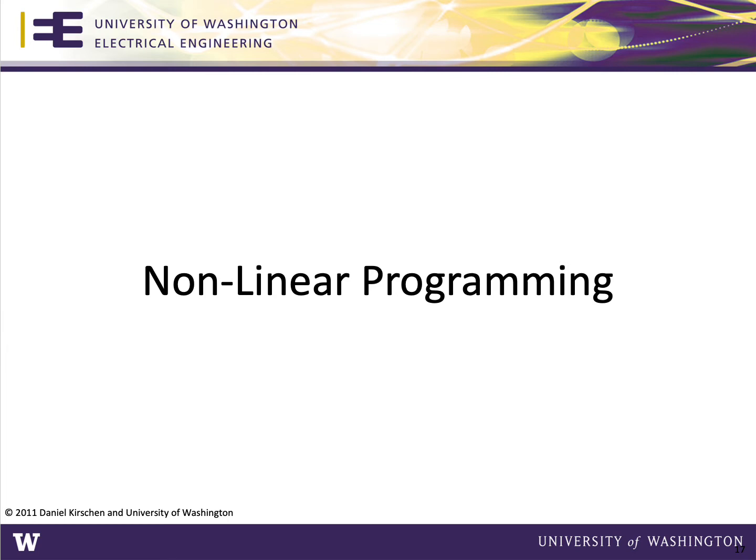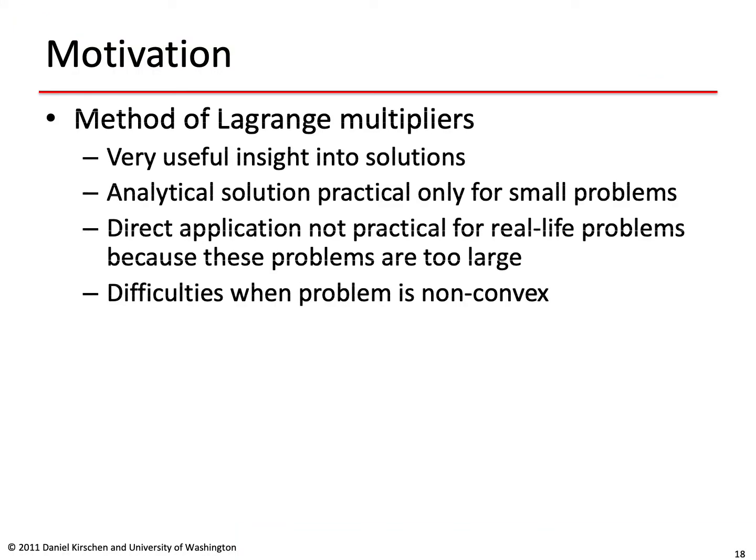This section provides a brief introduction to nonlinear programming, which is a set of techniques that is used when the optimization problem that has to be solved is nonlinear. The method of Lagrange multipliers that we have studied in some detail is very useful because it provides lots of good insight into the solution. Unfortunately, the analytical solution that the method of Lagrange multipliers provides is practical only for small problems. And applying it directly to real-life problems of significant size is simply not possible.